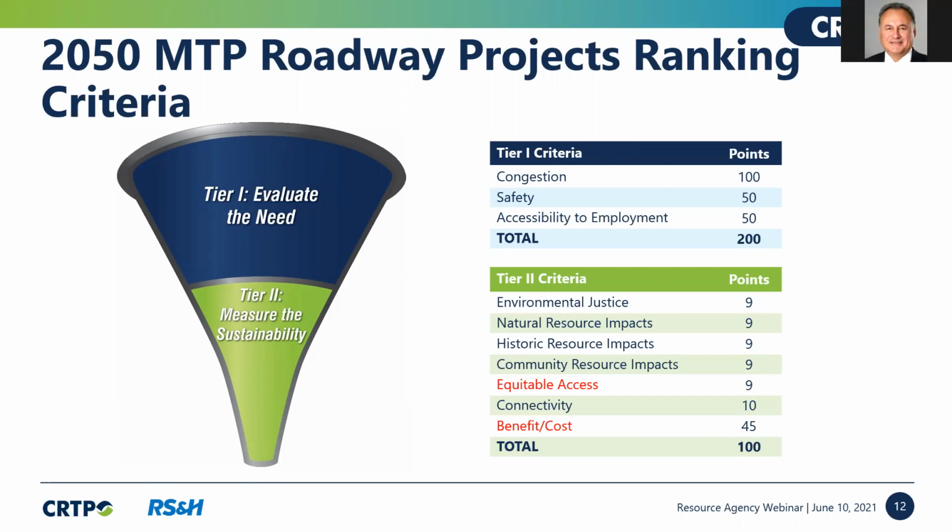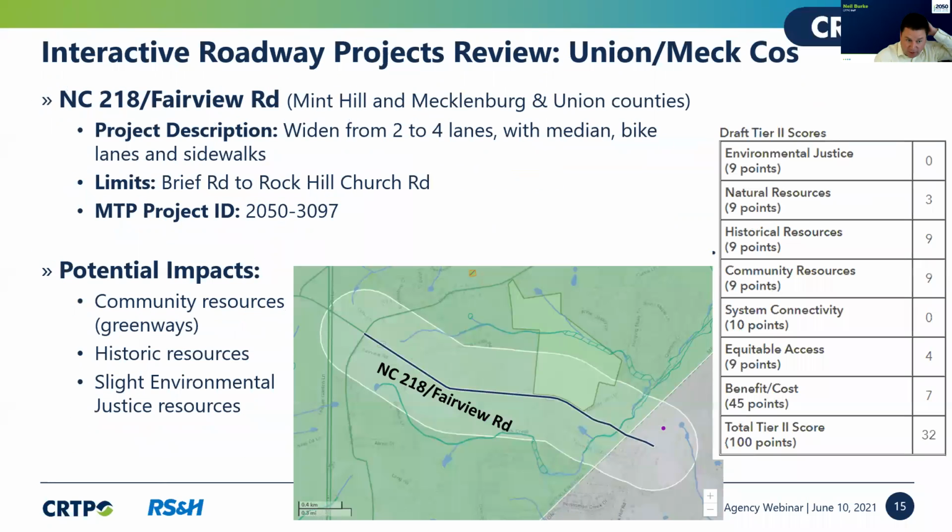Sure. All right, Brian, let's move into our third example here. This is a widening project on NC Highway 218, otherwise known as Fairview Road, in Mint Hill. This project begins in Union County and ends in Mecklenburg County. The description is to widen this road from 2 to 4 lanes with a median and bike lanes and sidewalks. The project limits are from Brief Road to Rock Hill Church Road. Once again, I will turn it over to Travis to walk us through the Tier 2 scores and the potential impacts for this particular project.